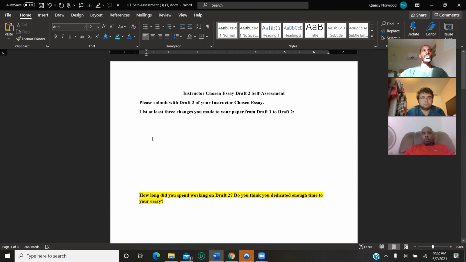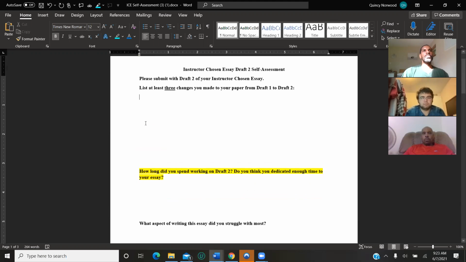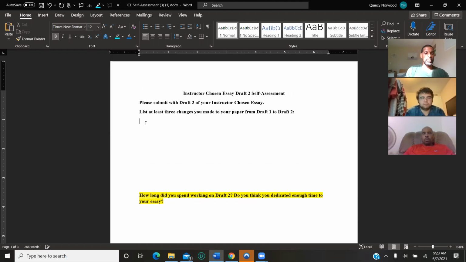And there's a couple ways to do this. Okay. Of course, you can do that. Okay. If you have access to a printer and scanner, you can print this out, do it by hand, scan it, put it in the assignment folder. That works too. But make sure you submit this self-assessment along with draft number 2. You can use the same assignment folder for both.